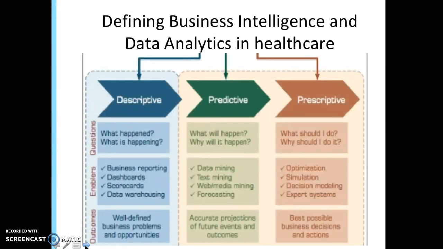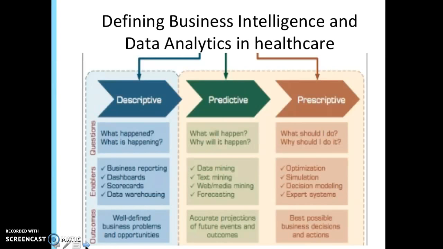So let's define business intelligence and data analytics in healthcare. There are really three levels here, and we start with the descriptive, and then we move to predictive, and then eventually we would like to see healthcare as prescriptive.